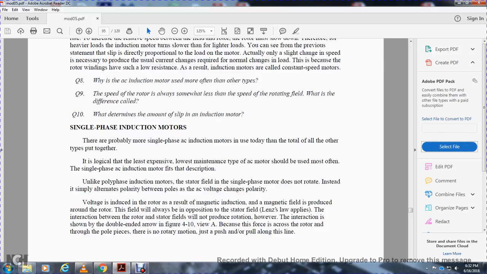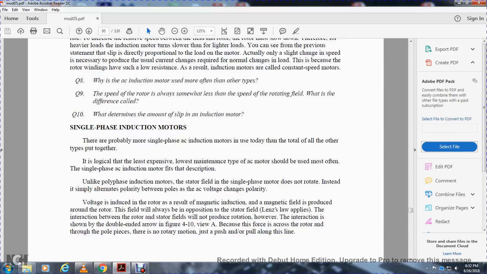Single-phase induction motors. There are probably more single-phase AC induction motors in use today than all the other types put together. It's logical that the least expensive, lowest-maintenance type of AC motor should be used the most often. The single-phase induction motor fits that description.